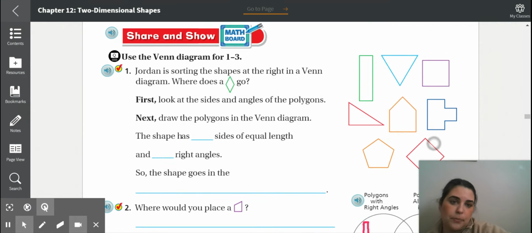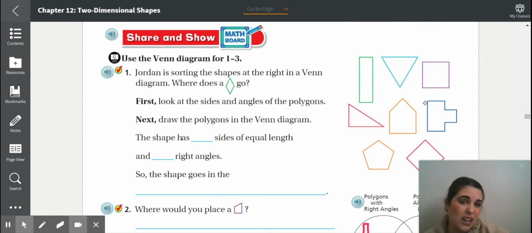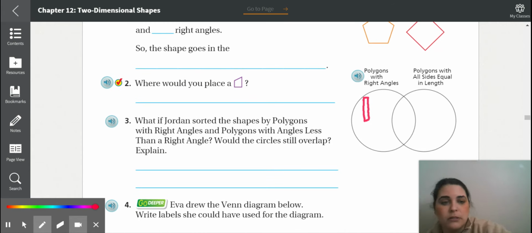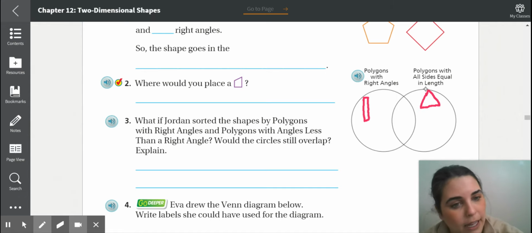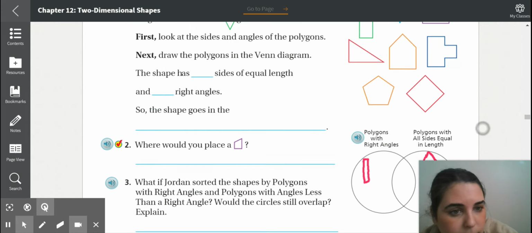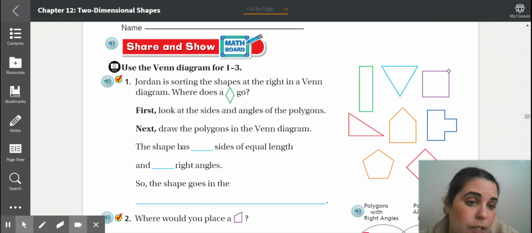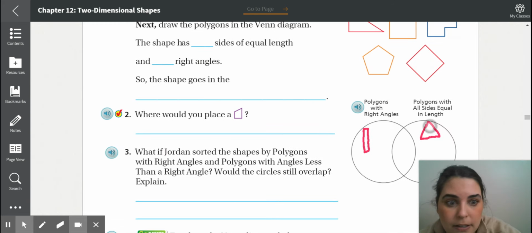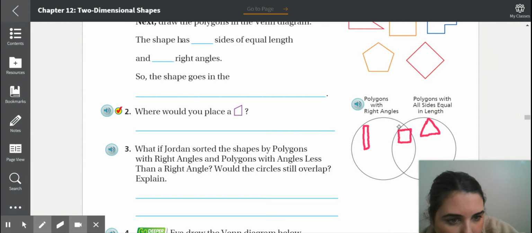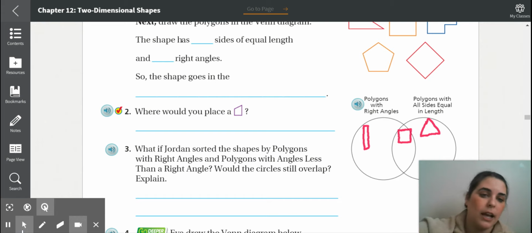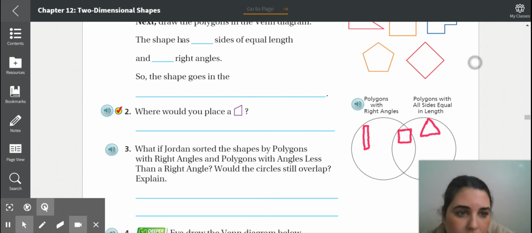So the next one, this triangle here, does that have any right angles? No. Are all three sides the same length? Yes. So that triangle would go polygons with all sides of equal length. Let's look at the square. Does the square have right angles? Yes. Are all the sides the same length? Also yes. Okay, that one goes in the middle because it has right angles and all sides are the same length.